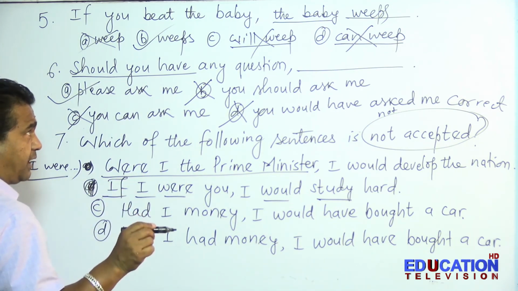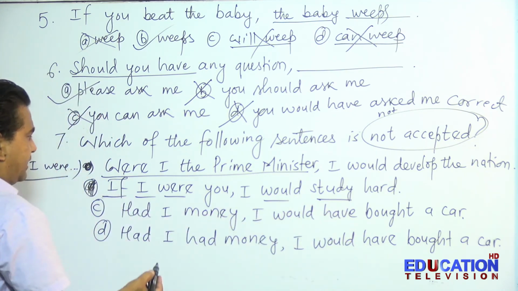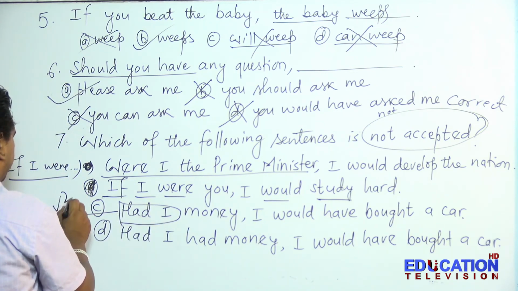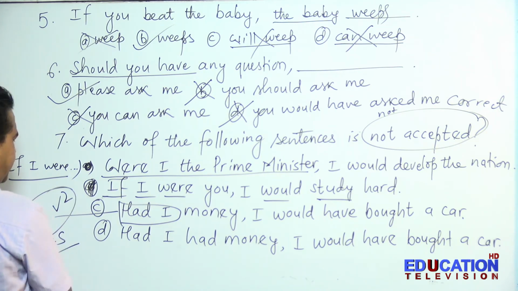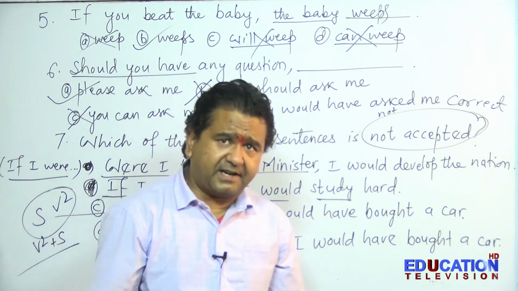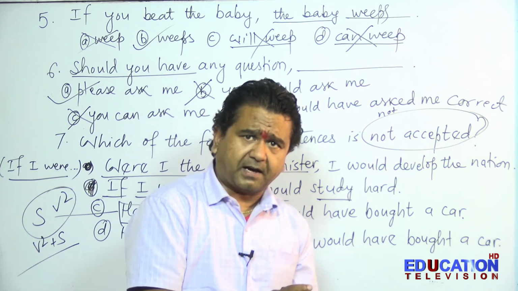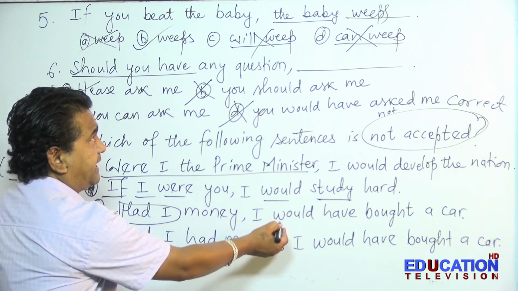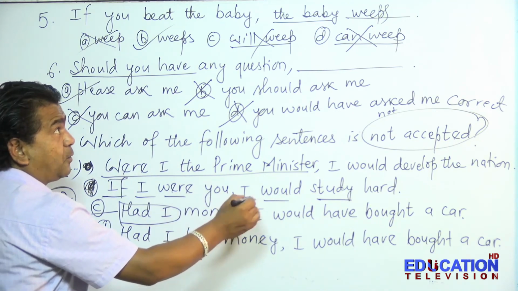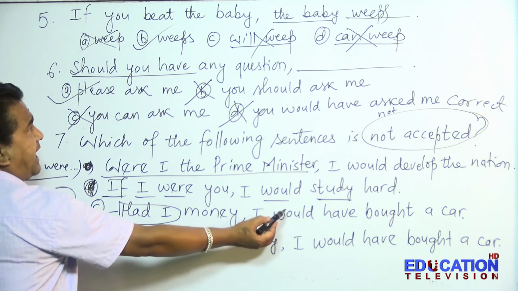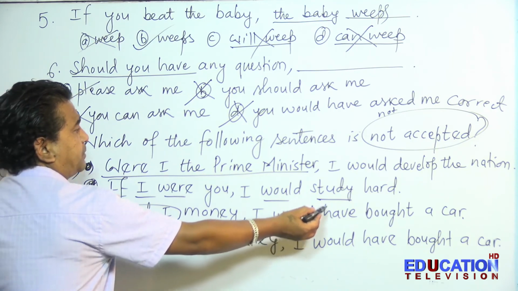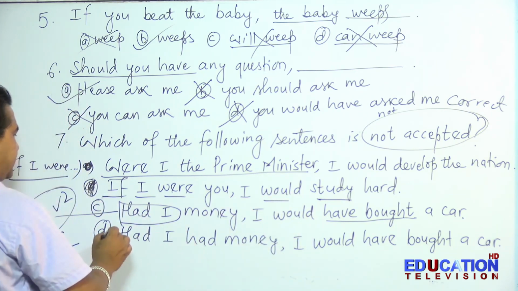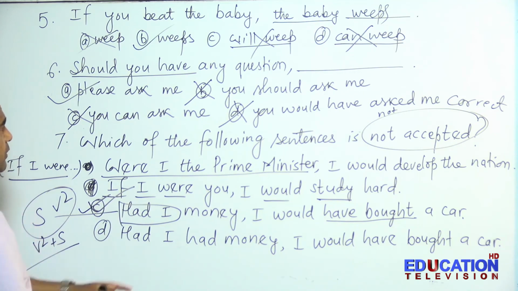We have to find the incorrect one. Had I money, I would have bought a car. Remember, had I, which tense is it? I is subject, had means V2. Here it is written V2 plus subject, it is all the same. Had I money means if I had money. Here also if is understood, but this is simple past. So subject plus V2 means simple past. If one side is simple past, the next side should be would plus V1. But we have here would have plus V3. Here it should be would plus V1, not would have bought, but would buy. So this is wrong. So your answer is this.